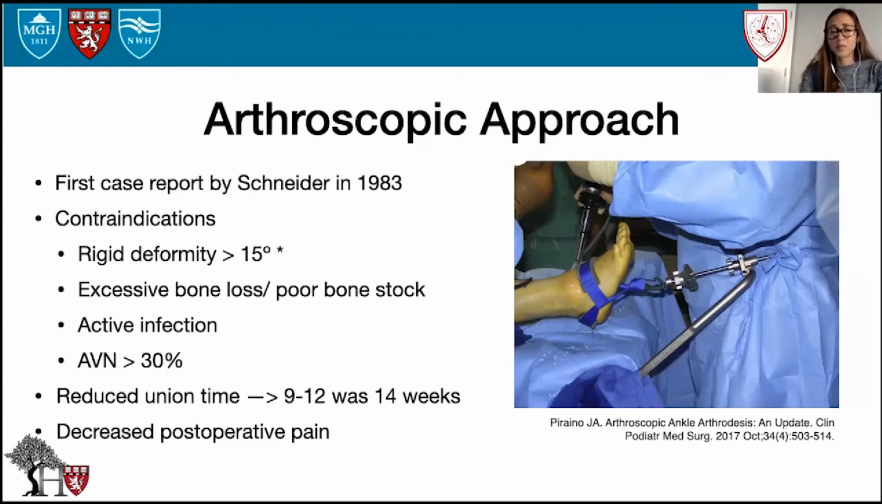Patients with excessive bone loss or poor bone stock, in whom the approach is not indicated, or those with an active infection, or avascular necrosis of more than 30% of the talus, are also contraindications. The arthroscopic approach is related to a reduced union time. In general, it takes about 9 to 12 weeks compared to 14 weeks for those patients with an open approach. And definitely it has been associated with decreased postoperative pain.